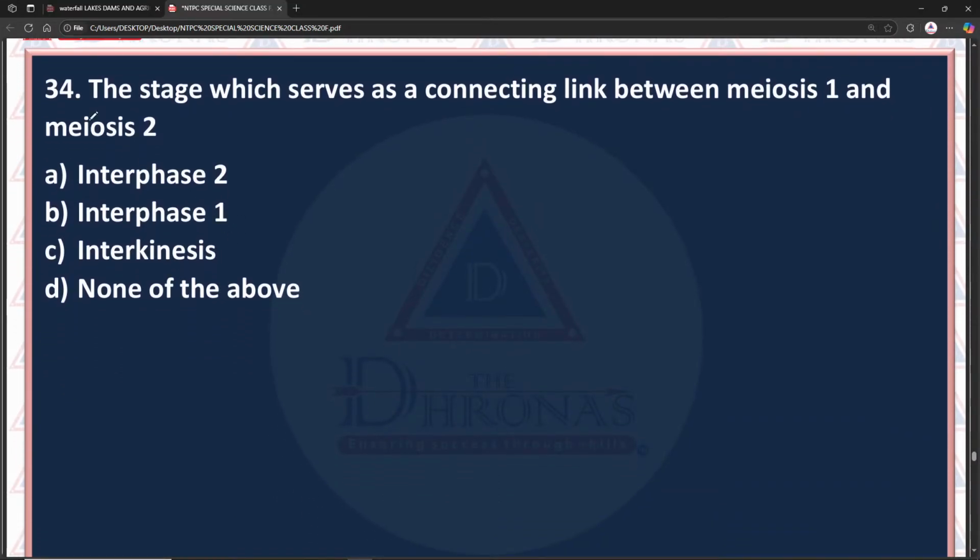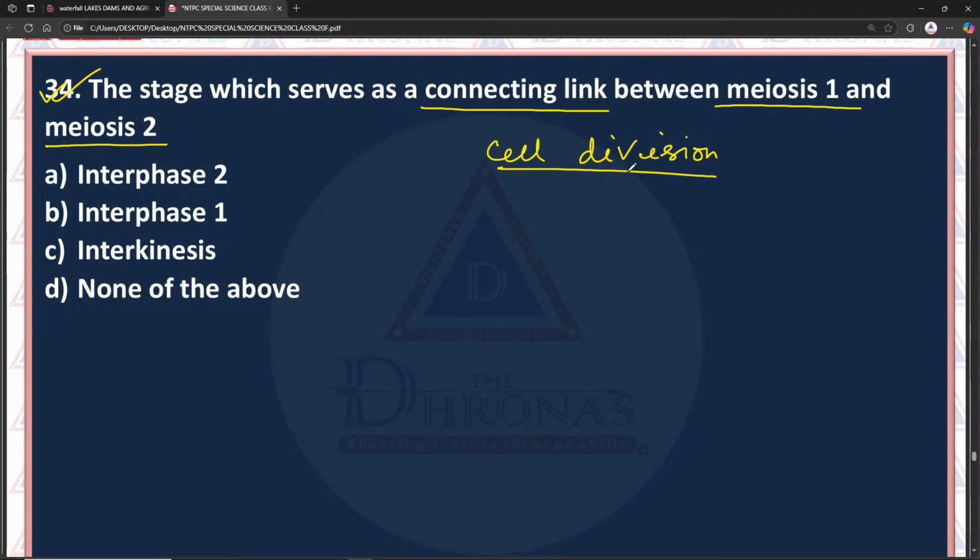Next question 34. The stage which serves as a connecting link between meiosis 1 and meiosis 2. Cell division topic. meiosis 1 and meiosis 2 के बीच कौन सा स्टेज होता है? Which stage actually connects the meiosis 1 and meiosis 2?